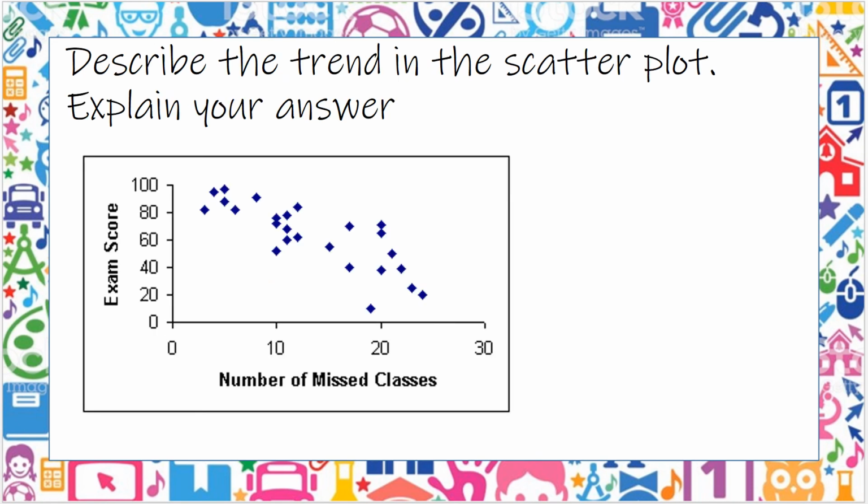Describe the trend in the scatter plot. So this is comparing exam scores with the number of missed classes. So to put a trend line, or going with the pattern, in this data, looks like about like that. It is going down and to the right. That's going to be a negative trend, because as the number of missed classes increases, the exam score decreases. So the more classes you miss, the lower the exam score.